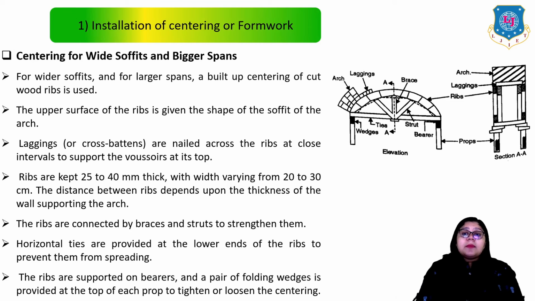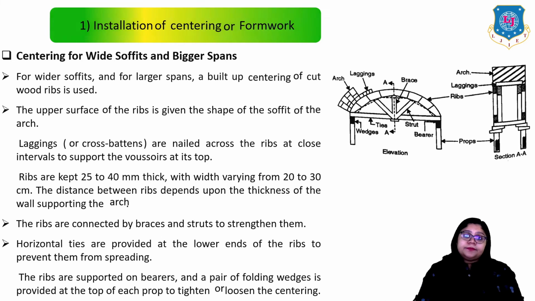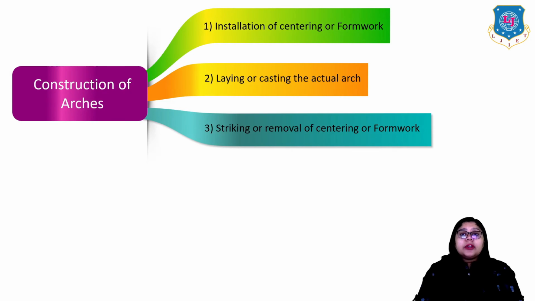The ribs are connected by braces and struts to strengthen them. Horizontal ties are provided at the lower end of the ribs to prevent them from spreading. The ribs are supported on bearers and a pair of folding wedges is provided at the top of each prop to tighten or loosen the centering, as shown in this video. So that's it for the first step.